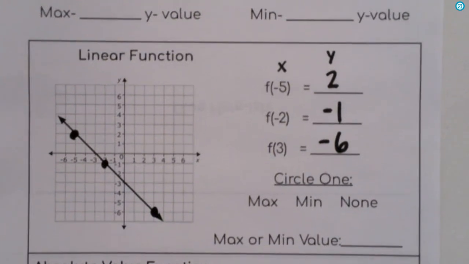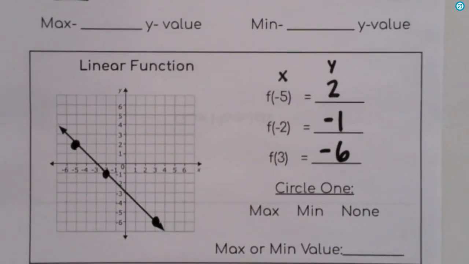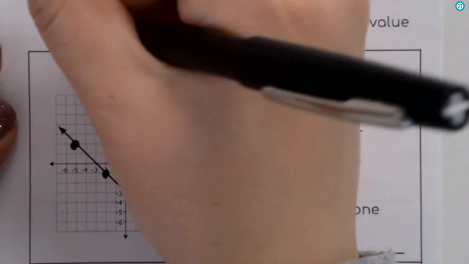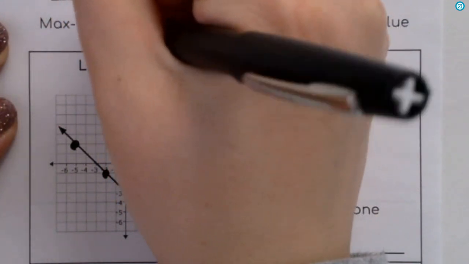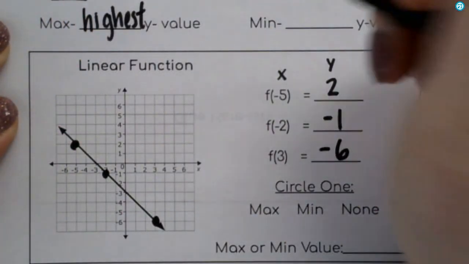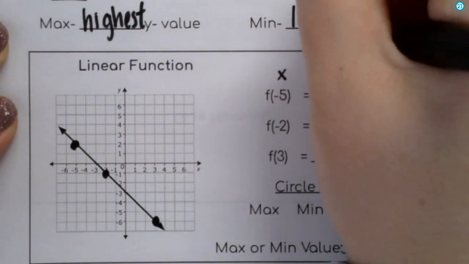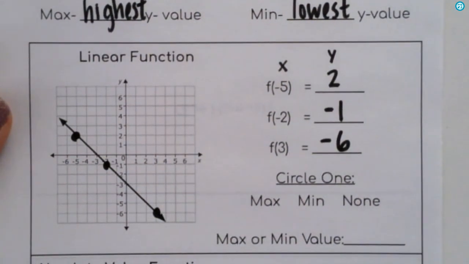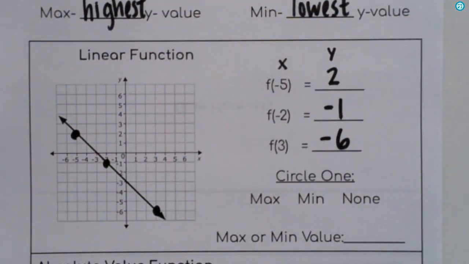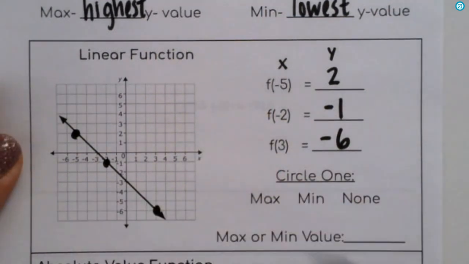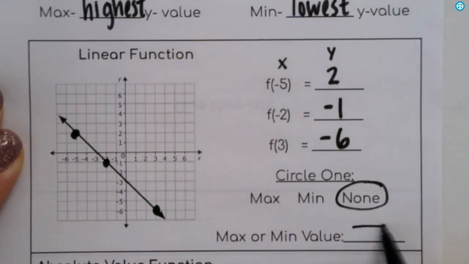All right, let's talk about maximums and minimums. Maximums are your highest y value. Minimums are your lowest y value. We have a max or a min if you have a high point or a low point. If you are a straight line that goes forever, you do not have a max or a min. They're called relative maxima and minima. I didn't put all of that on there. But for this first one that's a straight line, it is neither.